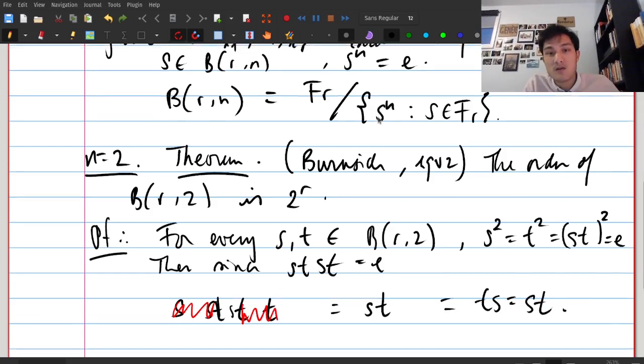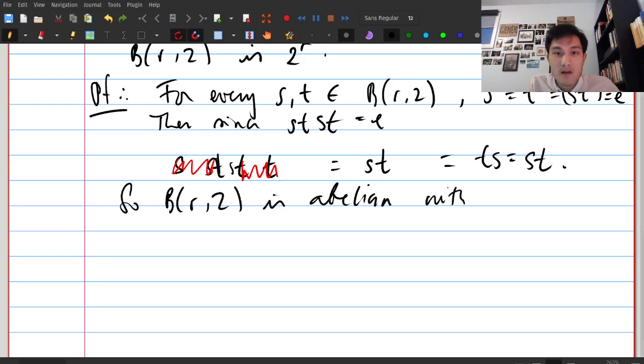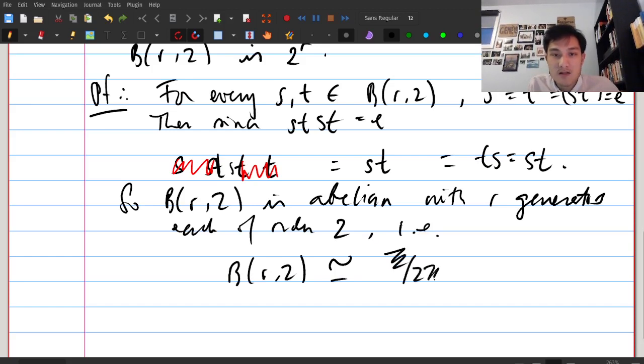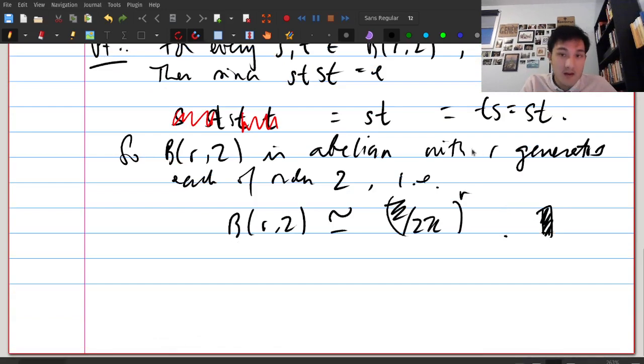Okay, so since S and T were arbitrary, B(R,2) is abelian with R generators, each of order 2, and so B(R,2) is isomorphic to (Z mod 2Z) to the R, which has order 2 to the R. Okay, so that's the proof of that. It's really easy.